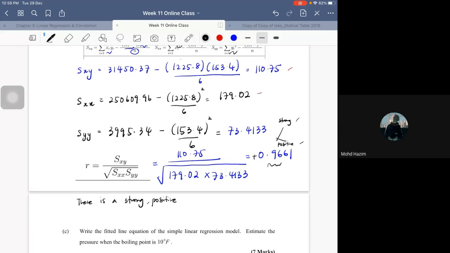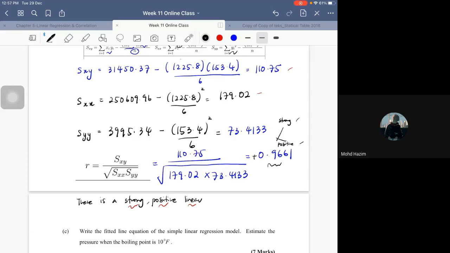So which one comes first, it doesn't matter. There is a strong positive relationship, positive linear relationship. So this is compulsory as well. You have to mention the strength, the direction, and the fact that it's linear, because here we are talking about linear relationship. We're not talking about other types of relationship, because a relationship between two variables could be anything.